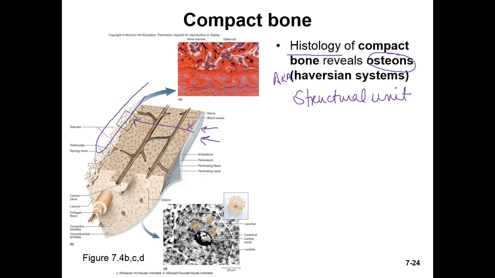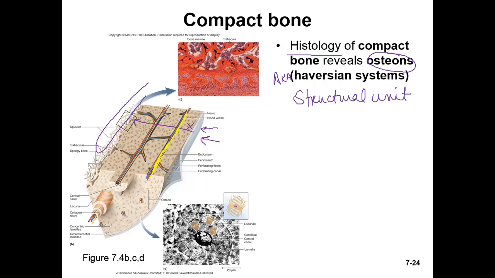So that's what you're looking at. And then the other thing that you see in this compact bone is these tunnels or tubes that are going through here. So let's do this in a different color. These are the tunnels or the tubes that are running through bone.